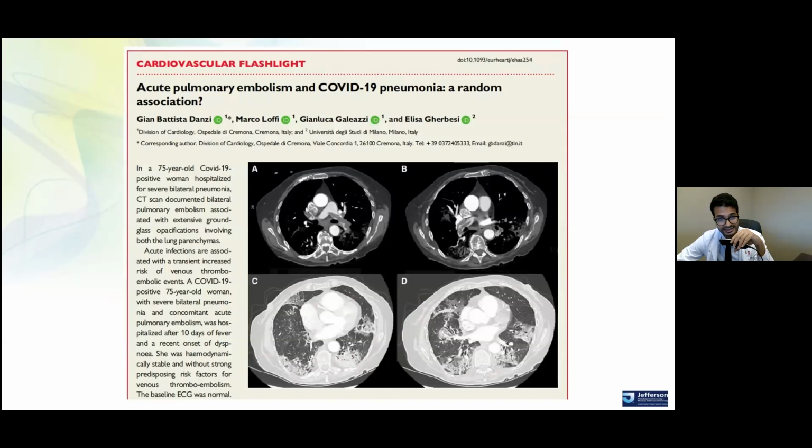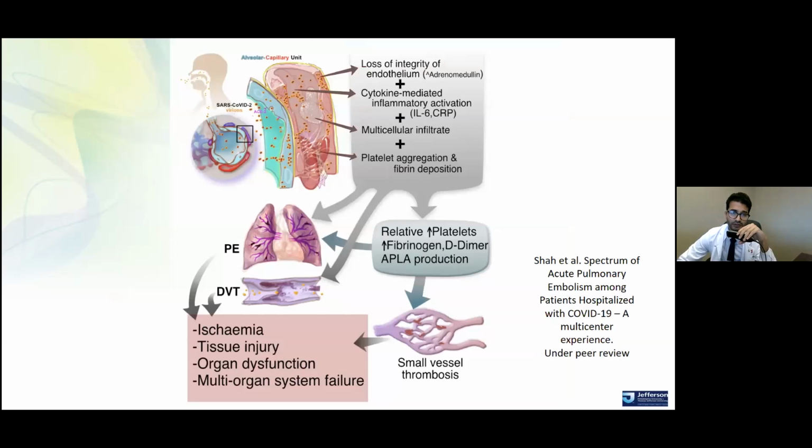You also started seeing some of these papers come out. This came out from Italy in March, saying that patients with acute COVID-19 pneumonia were diagnosed with massive pulmonary emboli. And initially what began as case reports subsequently was described in a case series format. This is one of our papers that is still under peer review, but we hypothesize, based on the data that is available, that it is a combination of factors in this group.